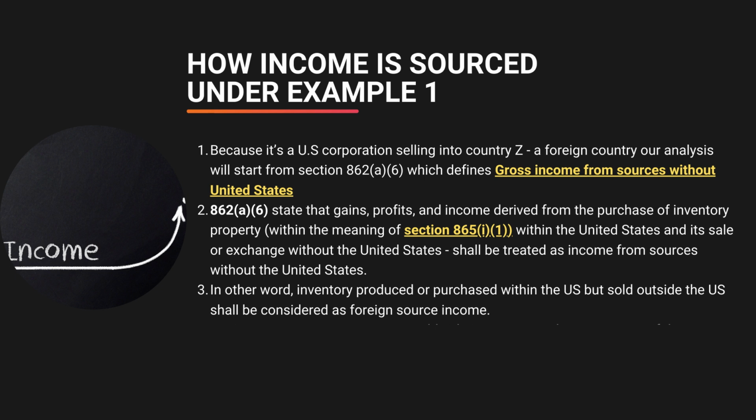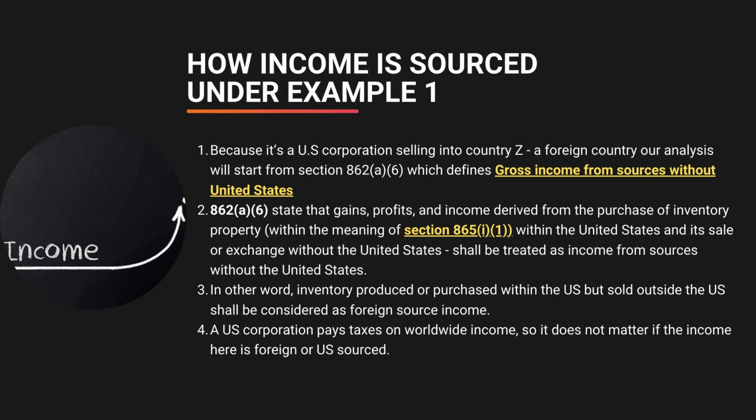If we turn this around and you were a foreign corporation or a foreign person and you sold this item in a foreign country, that would be foreign source income and it will not be taxable. A US corporation pays tax on worldwide income. So in this example we gave, it's a US corporation that's selling its software or computer program on a disk outside of the US. So that US company has a foreign source income, but this US company is going to be taxed on their worldwide income because it does not matter if the income here was foreign or US sourced.